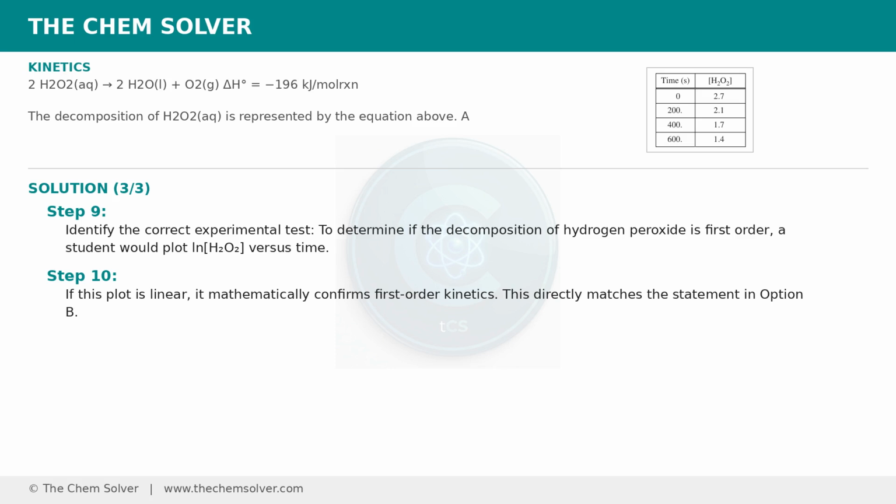To determine if the decomposition of hydrogen peroxide is first order, a student would plot ln [H2O2] versus time. If this plot is linear, it mathematically confirms first-order kinetics. This directly matches the statement in option B.